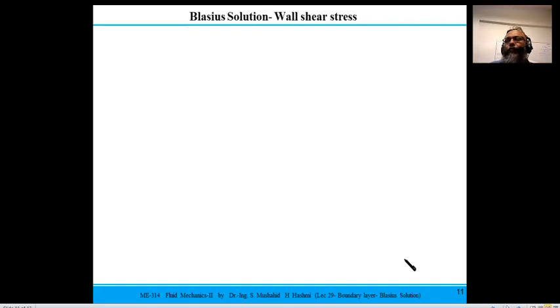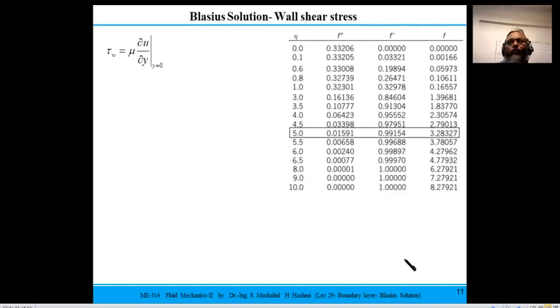Okay, once we have worked out the boundary layer thickness, I can easily work out, using the same solution, the wall shear stress, because as you know, wall shear stress is how your velocity gradient changes with respect to y, and since it is a wall, it means your y would be approaching towards zero.